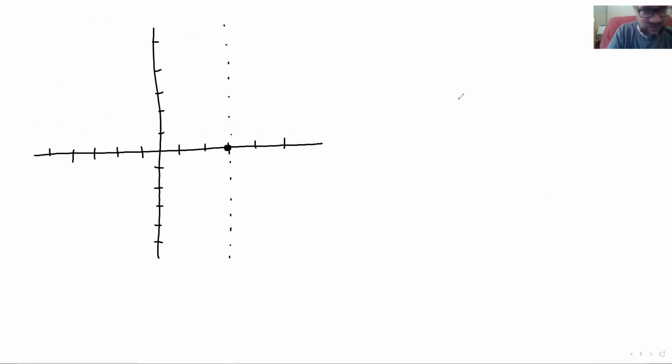I didn't draw my axes long enough. 2, 3, 4, 5, 6, 7, 8, 9. Sure, that's fine. So I got a point over here. And I'm going to find the corresponding point on the other side, right? I went 3 to the left, so now I'm going to go 3 to the right of the vertex. And we got this point right here. And there's my parabola. So we're going to start out flat here.